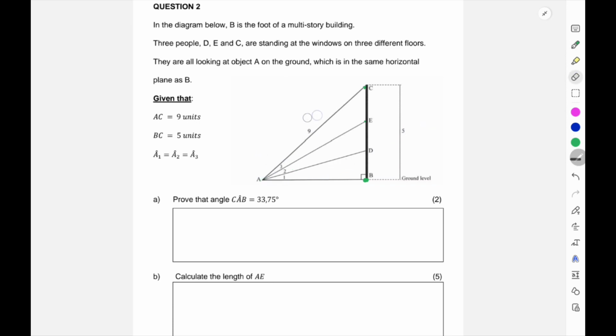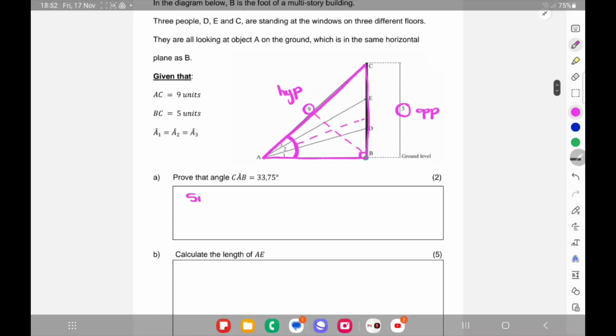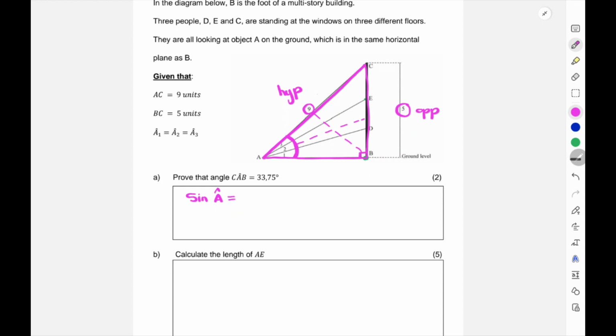I'm just going to clear everything so that I can show you with some color. We're going to work in the big triangle because the whole angle A is included over here. We've got 9 over there and we've got 5 over there. So what do we have? We have the side opposite the 90 degrees, which is the hypotenuse, and the opposite. And I love sine. So sine A is equal to 5, the opposite, over 9.